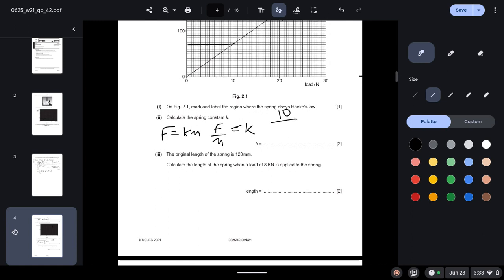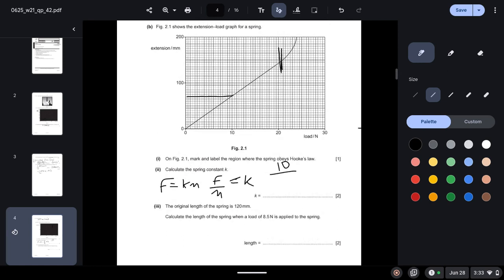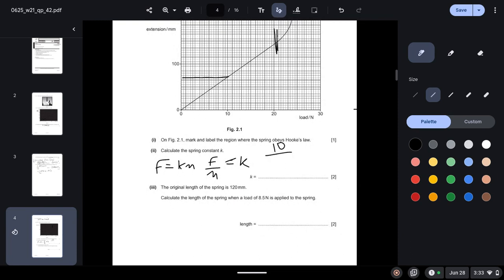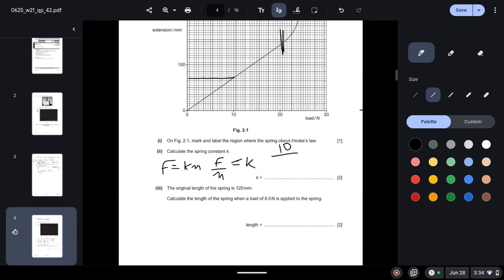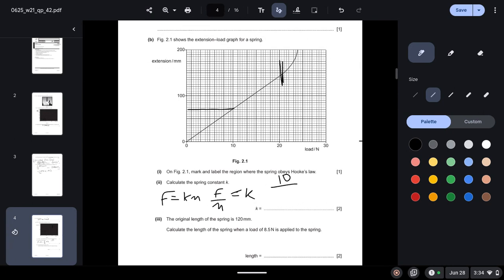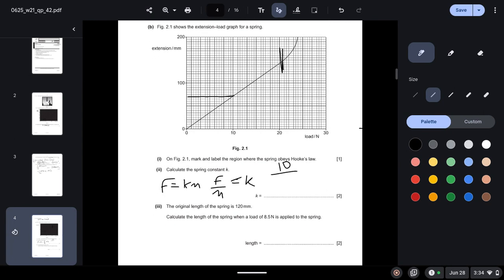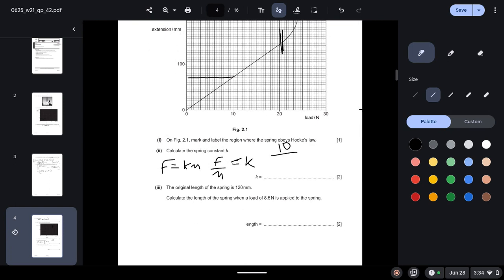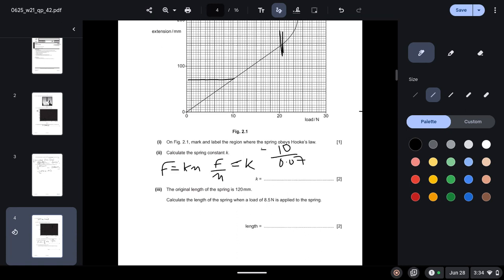So 10 over 70. So we have to convert the millimeters into meters, because the SI unit for any sort of distance is meters. So 70 millimeters would become 0.07 meters. When you calculate this, you will get your answer as rounded off 140 newtons per meter.